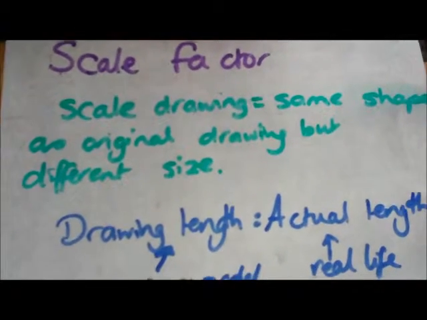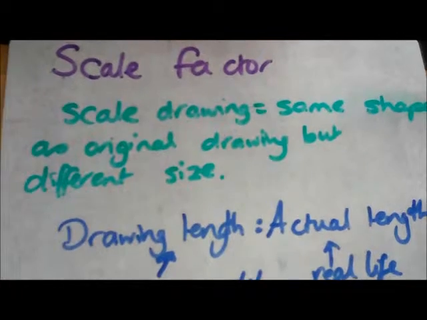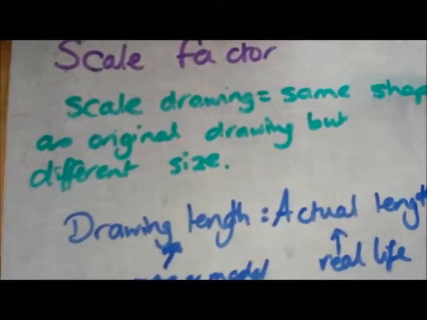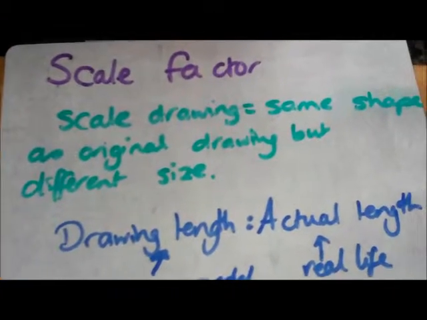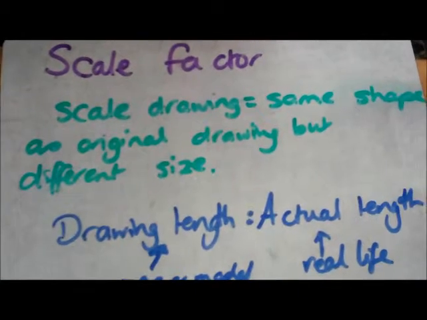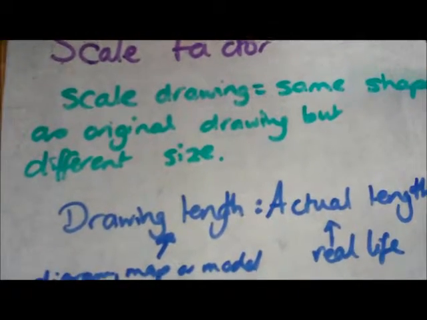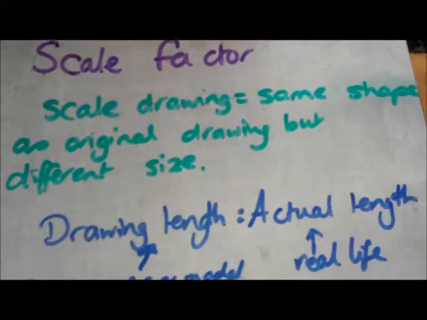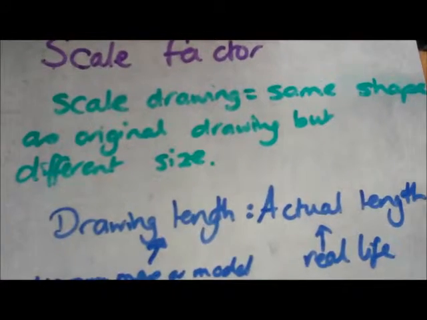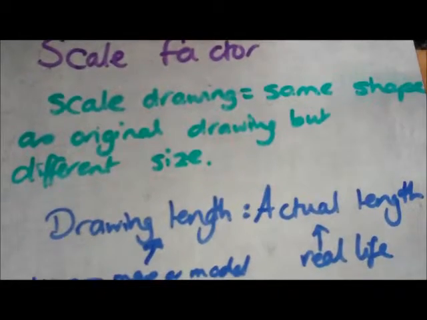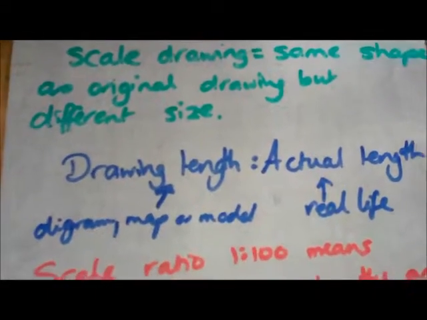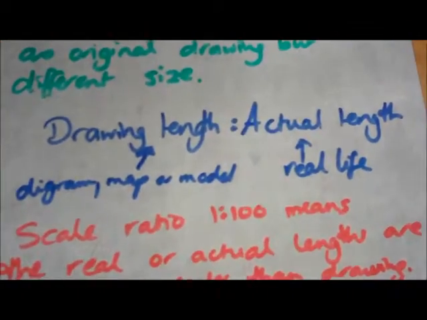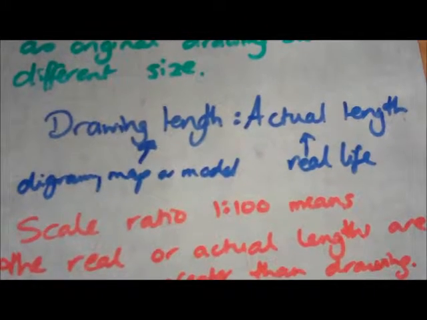Here are some notes that I'd like you to put in your book. So put a heading, scale factor. A scale drawing is the same shape as the original drawing but a different size. So that's the definition of a scale drawing. It has to have the same shape as the original, but they're just different sizes. And we write that as a ratio. And we always do the drawing length to the actual length.